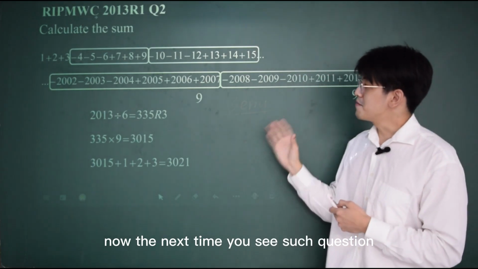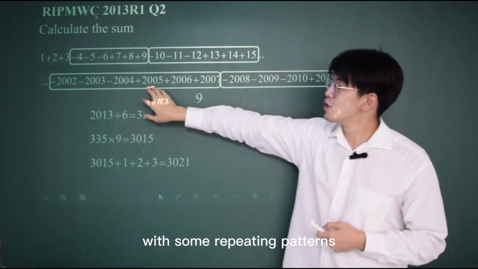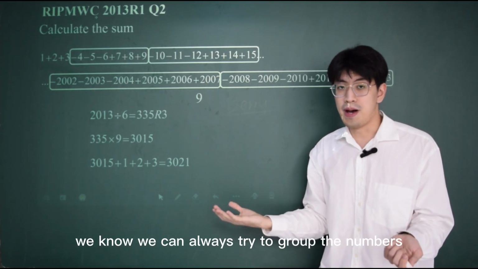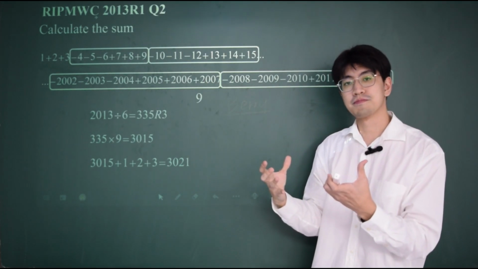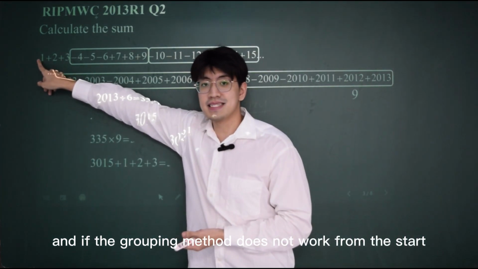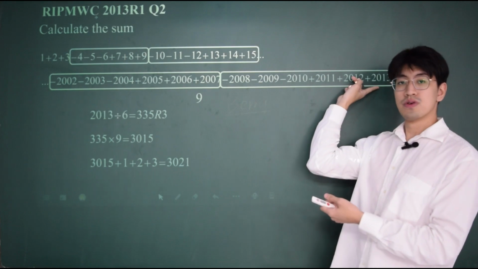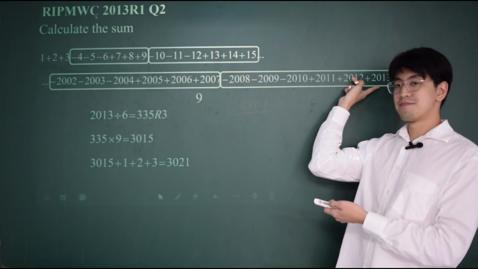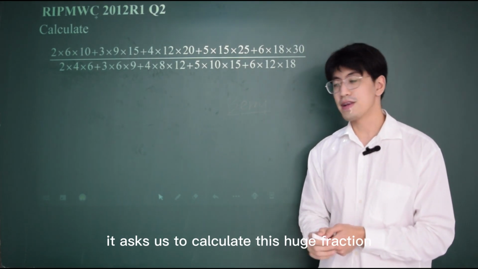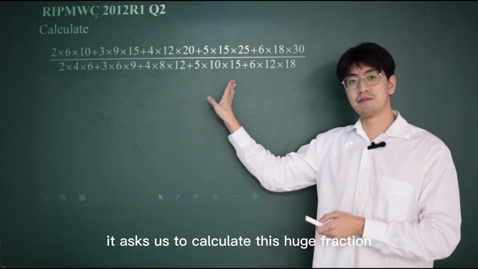Now, the next time you see such a question with some repeating patterns, you know we can always try to group the numbers into groups. And if the grouping method does not work from the start, you can always try it from the end. Now, moving on to the second question, it asks us to calculate this huge fraction.